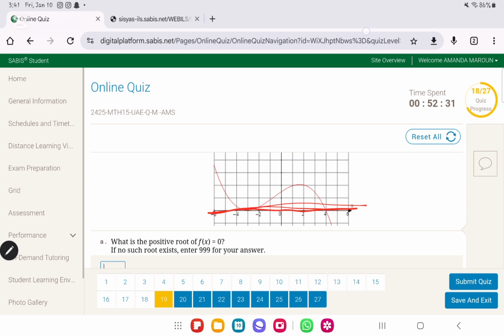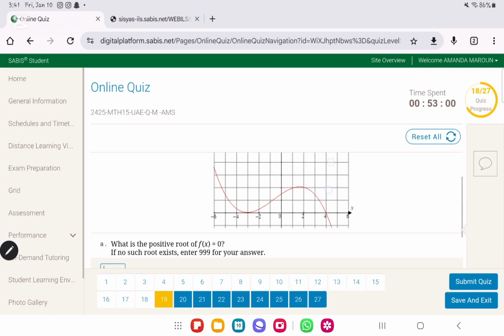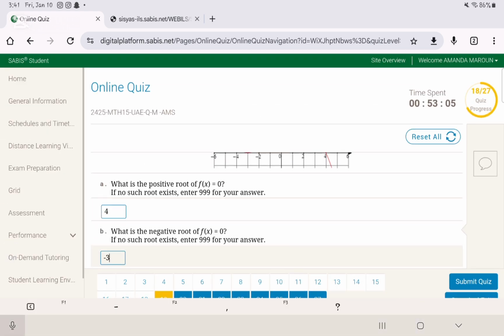Now, I'm going to zoom in, okay? And then I'm going to draw the line again. And we are going to choose the points that are on this line, the points that are touching this line. So we have one clear one over here, which is minus 3, and one clear one over here, which is 4. So the positive one is 4, and the negative one is minus 3. Okay, so the positive root is 4, and the negative root is minus 3.